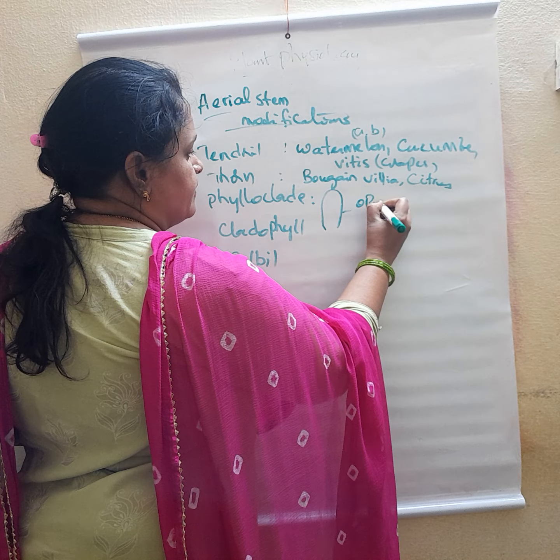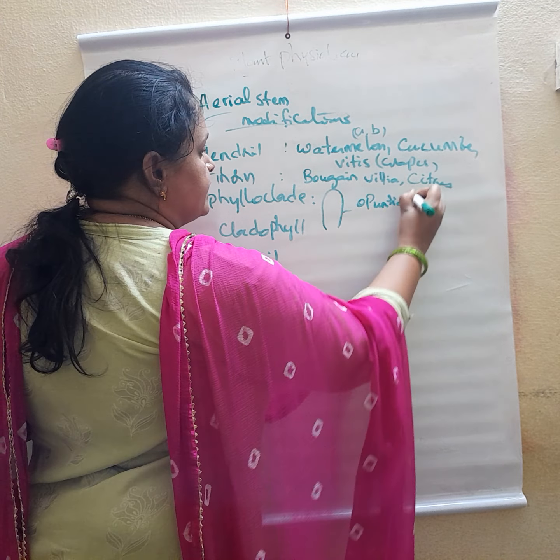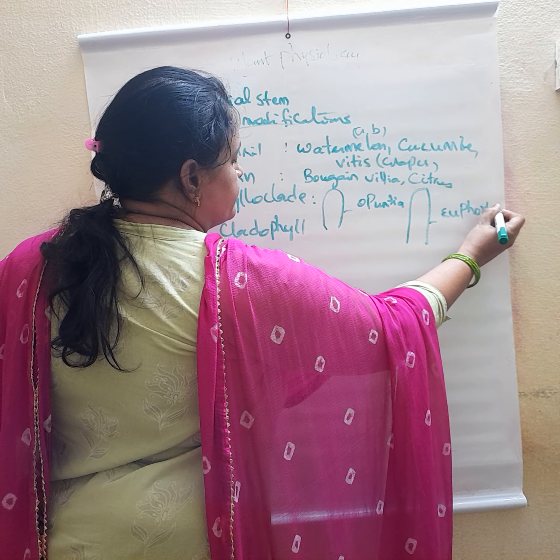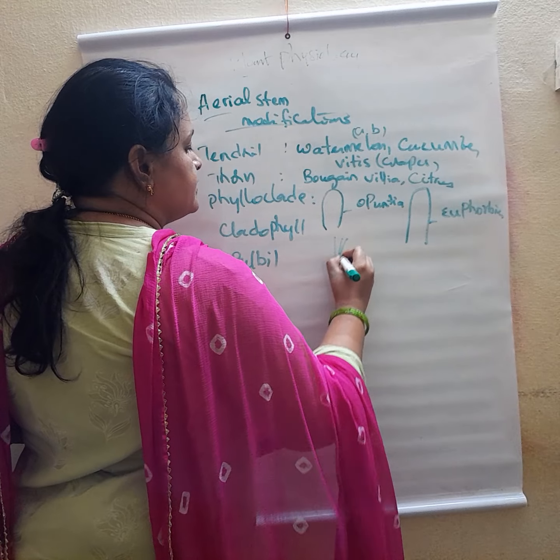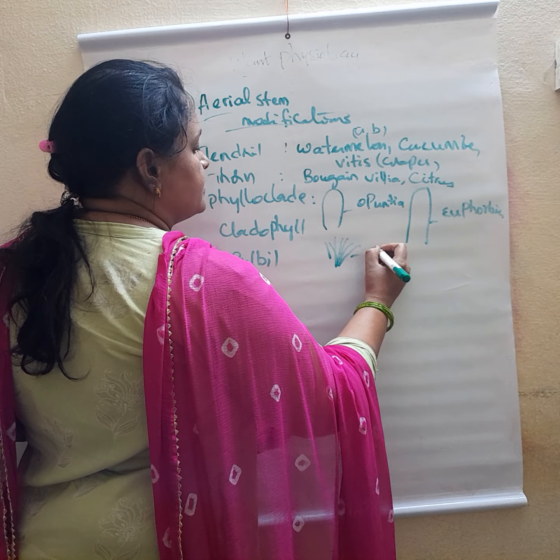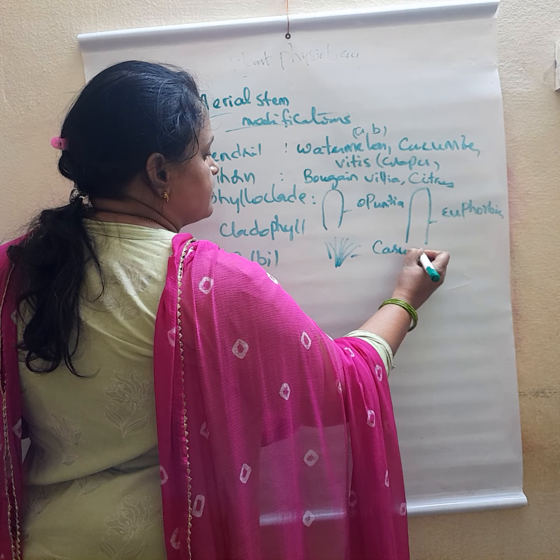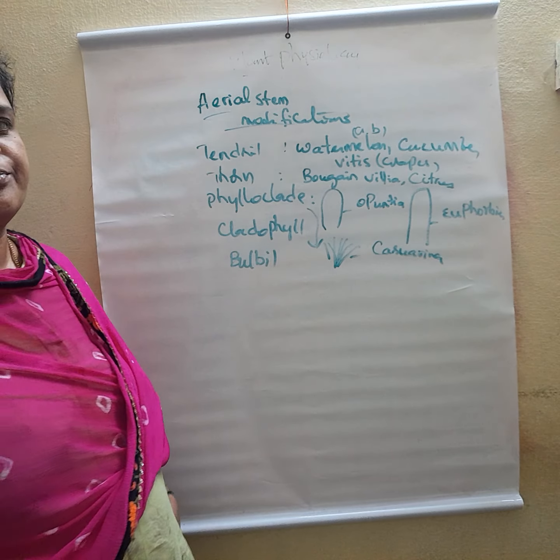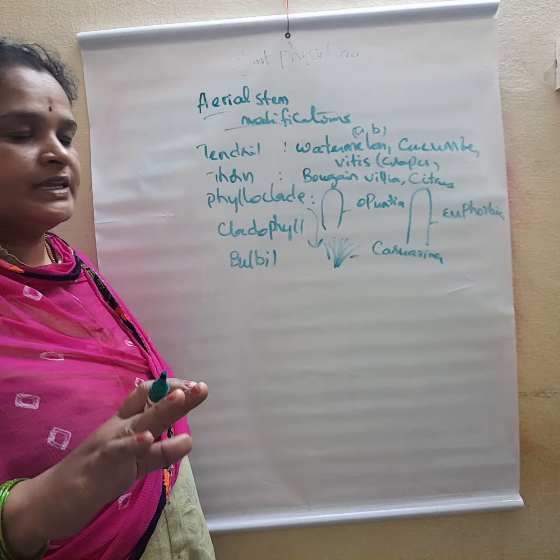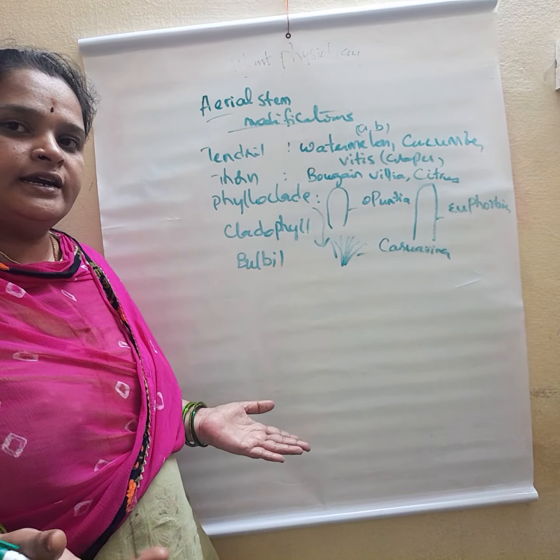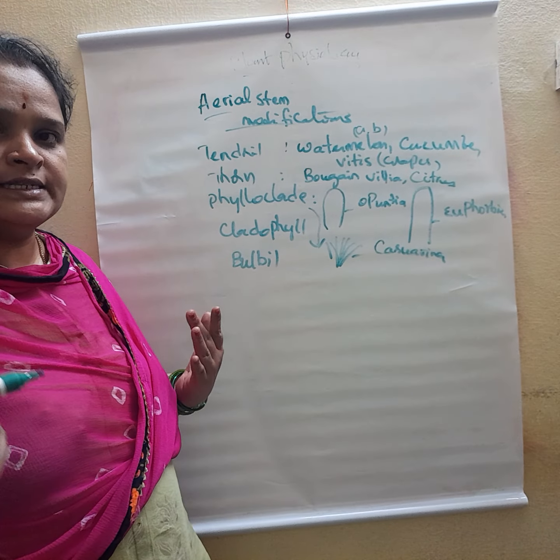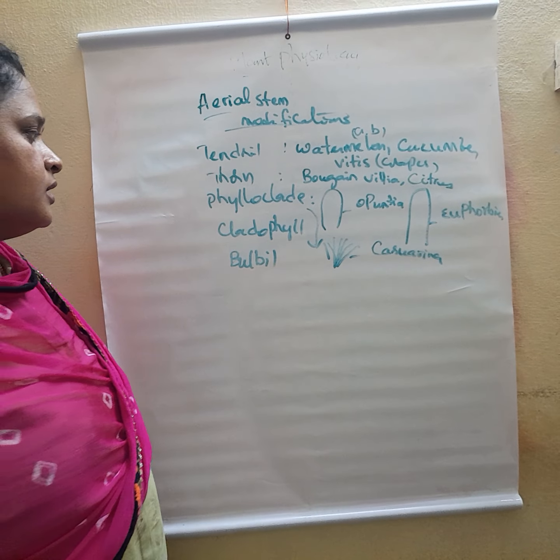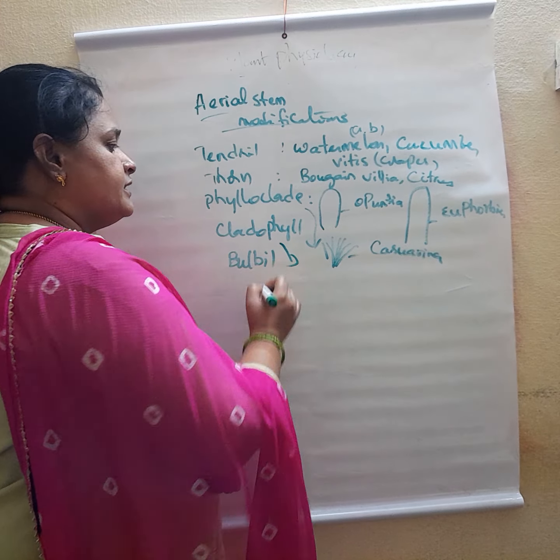It may be flattened in Opuntia, or it may be cylindrical in Euphorbia, or maybe needle-like in Casuarina. Okay, that means phylloclade is a photosynthetic stem. It may be flattened in Opuntia, cylindrical in Euphorbia, or needle-like in Casuarina. Okay, right. What is meant by cladode then?